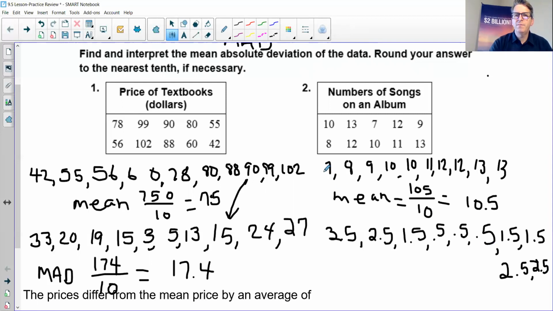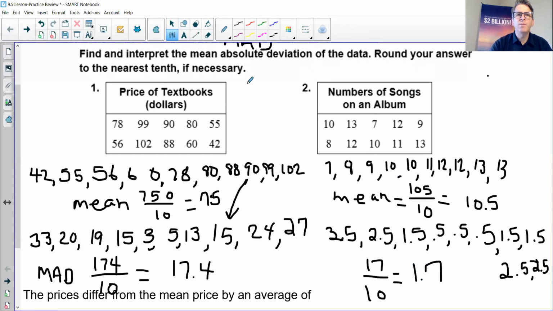Subtract the mean from the number of songs. And now we're going to add all of those up. And you get 17. So if you take 3.5, add it to 2.5, 1.5, 0.5, 0.5, 0.5, 1.5, 1.5, 2.5, 2.5, add it all together, you get 17. Now we're going to divide it by 10 because that's the total number of entries, I should say. So that would give us a MAD of 1.7.